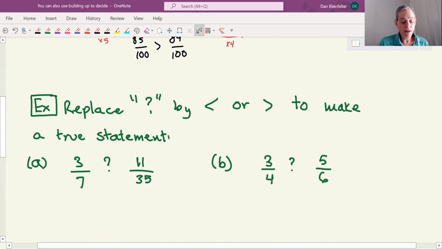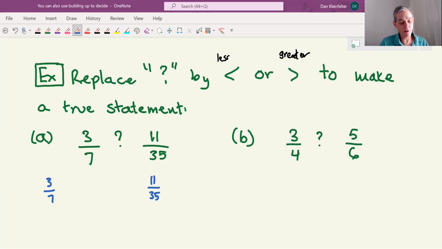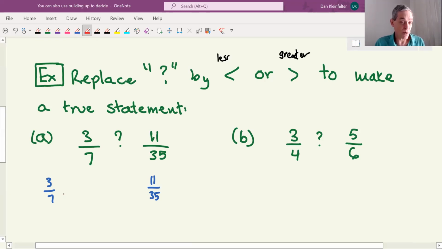All right, so here we have 3/7 and 11/35. I'm going to replace the question mark by either less than or greater than in order to make a true statement. So we want to take a look at 3/7, and we need to compare that against 11/35. So what would be a good new denominator? Well, I'm sure that you noticed that 7 divides into 35. So let's build up the 3/7 into 35. So we need to make it have a denominator of 35.